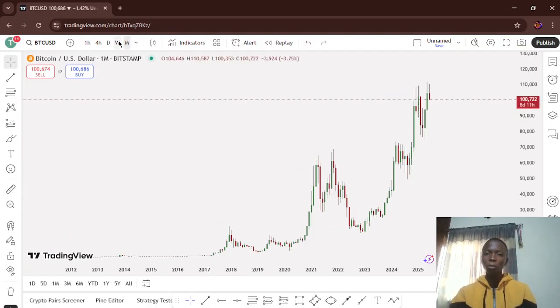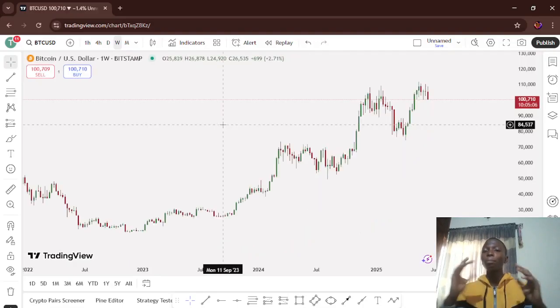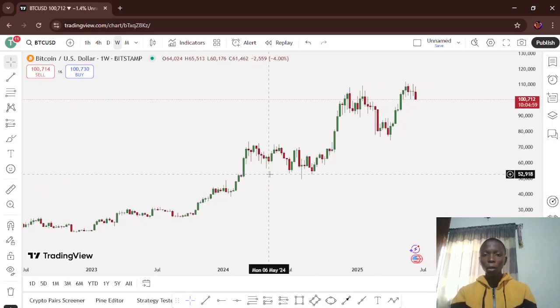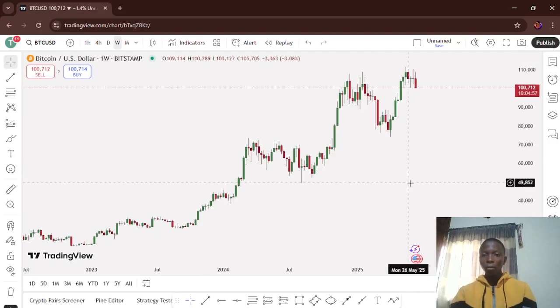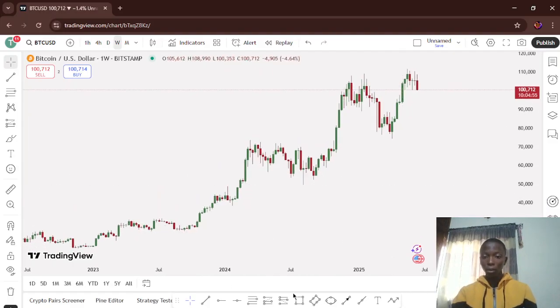So now we go on to the weekly. The weekly is where we scale down to identify chart patterns and plot our key levels. So now let's plot our key levels first. Key levels are very important. They play a very significant role in the forex market.